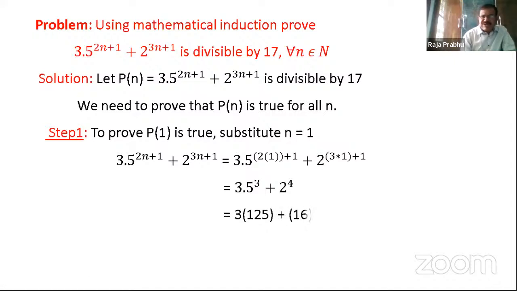5 cube nothing but 125 plus 2 to the power of 4, means multiply 2 by itself 4 times, then you will get 16. 2 power 4 is 16. And 3 into 125 plus 16 will be 375 plus 16. 3 into 125 is 375, plus 16 is 391. Okay, which is equal to 391. You see children, this 391 is divisible by 17 or not. What do you mean by divisible by 17? If 391 is a multiple of 17, then automatically we can say that 391 is divisible by 17.